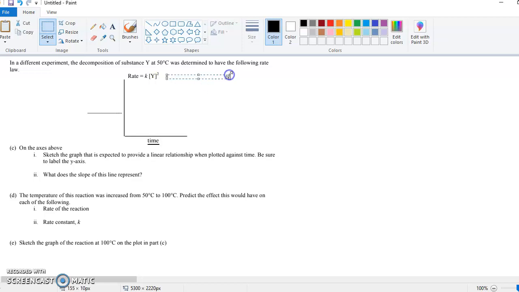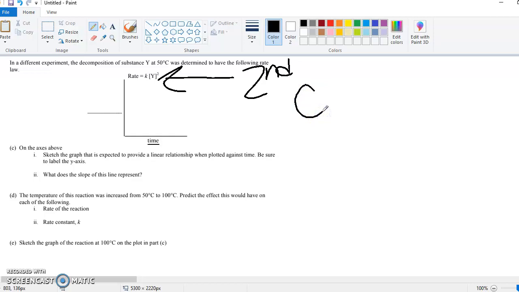Therefore, my reaction is going to be second order. All right. So on the axis above, sketch the graph that is expected to provide a linear relationship when plotted against time. Be sure to label the y-axis. All right, so we know it's second order, but which of the integrated expression would give us a straight line? All right, let's go back to our acronym CLR.